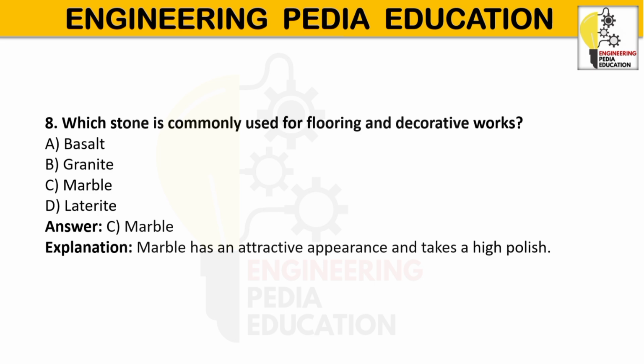Its properties are: fine crystalline structure, easily polished, durable and attractive, available in various colors due to impurities, and its composition is CaCO3. It is used for flooring, monuments, decorative work and building facades. Marble is a metamorphic rock. The main constituent is CaCO3, calcium carbonate. It's also used for various ornamental work.